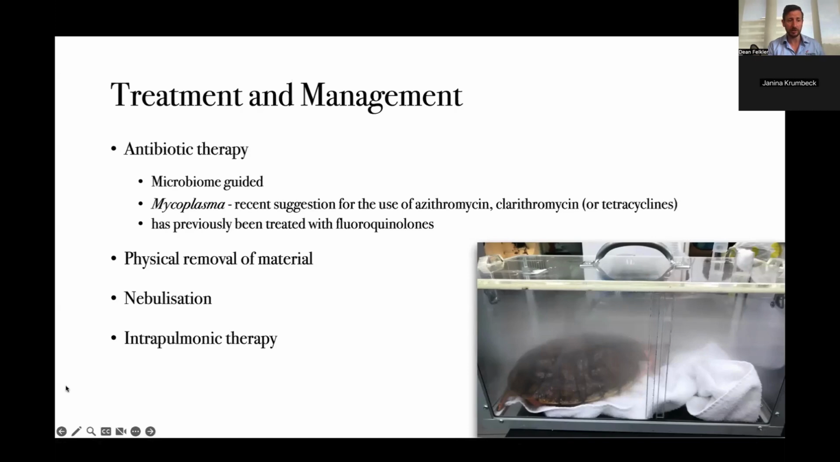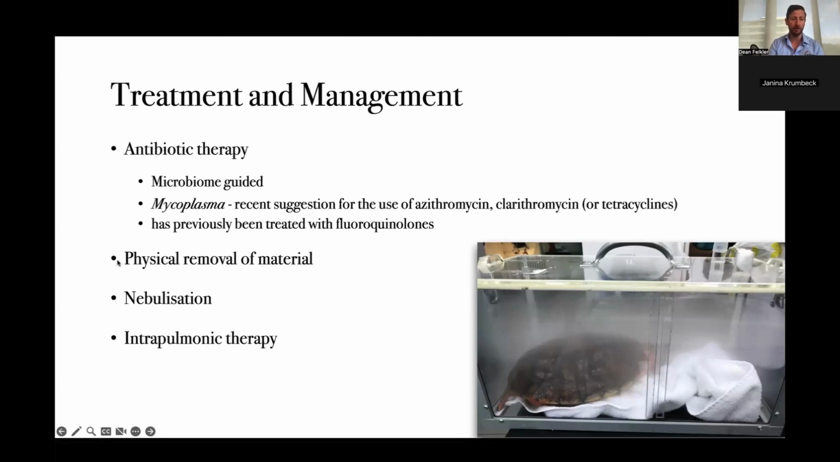Mycoplasma, there has been some debate what the best antibiotic for mycoplasma is. Feel free to write in the chat or the Q&A why you think mycoplasma does not respond well to something like ceftazidime. That will be useful to see if people get that answer right, and I'll go through it at the end. But more recently, people think azithromycin or clarithromycin are better choices. Some sources still say tetracyclines are a good option as well, but previously we've just been using fluoroquinolones for that.